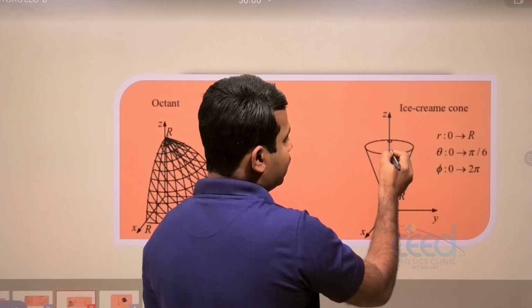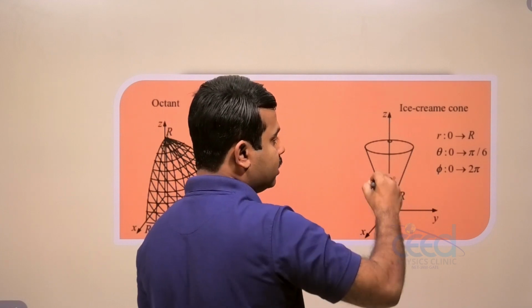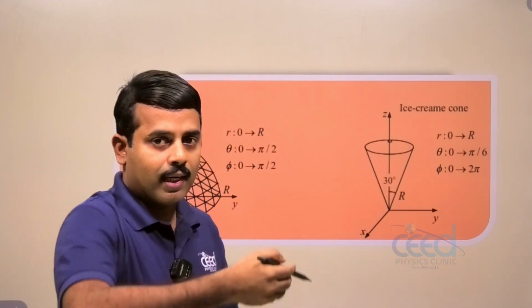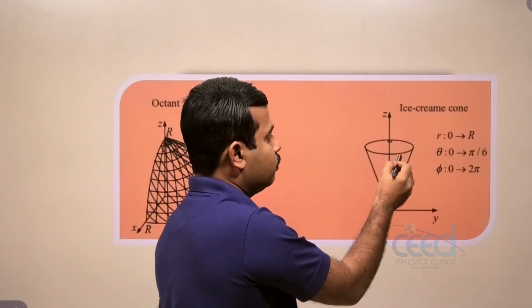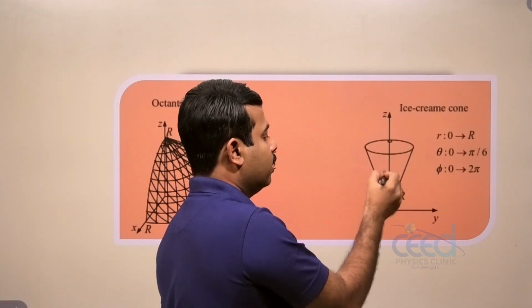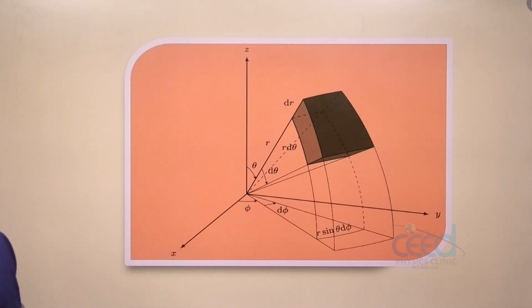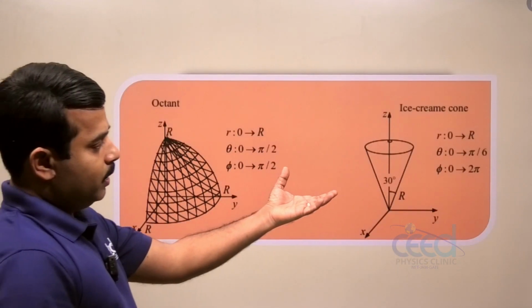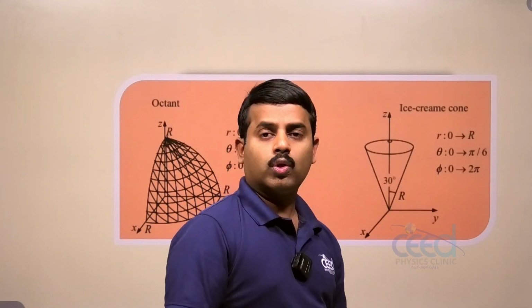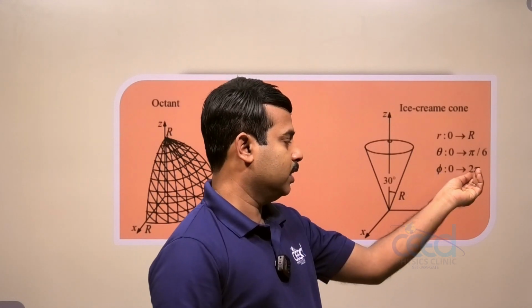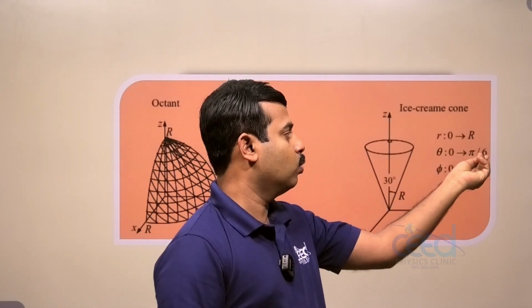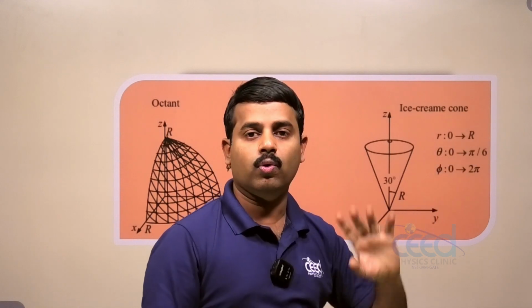And here this phi, look here, this rotation is 0 to 2 pi, right? With this angle, only then this point may be marked here, here, here. So this point should be rotated like this. So in this figure, phi represents 0 to 2 pi, theta represents 0 to pi by 6, and r represents 0 to r.